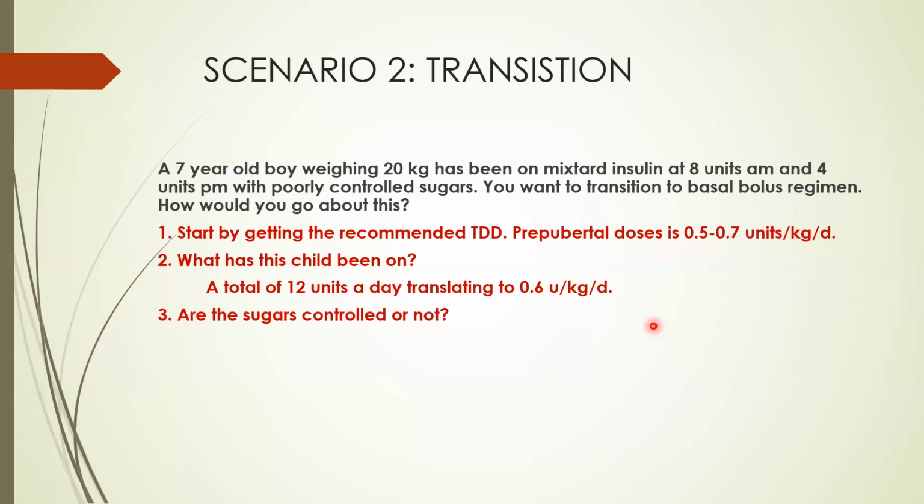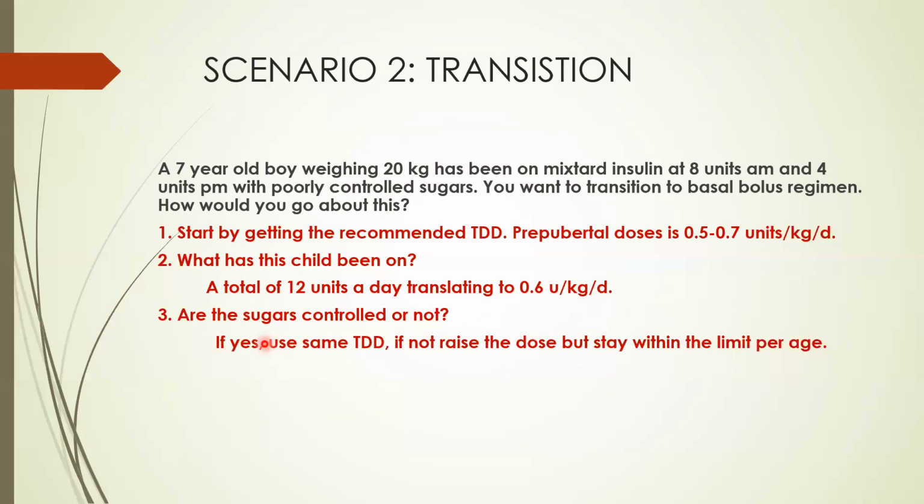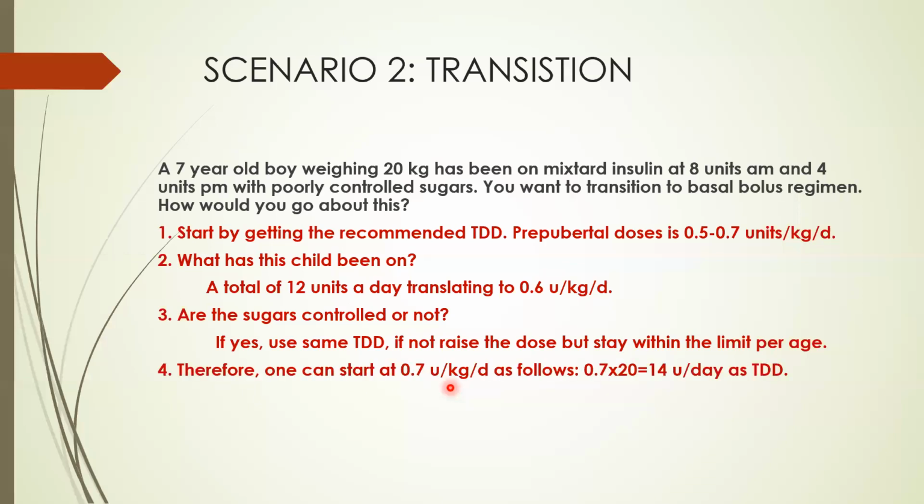So the next step you're asking, are the sugars controlled or not? Our patient did not have well-controlled sugars. So if the sugars are not well controlled, you would want to raise the dose slightly, but to fall within the recommended range. If they are controlled, then use the same total daily dose and divide into basal and bolus doses. So therefore, for our case, we can raise to 0.7 units per kg per day as follows. 0.7 multiplied by 20, you get 14 units per day as the total daily dose.